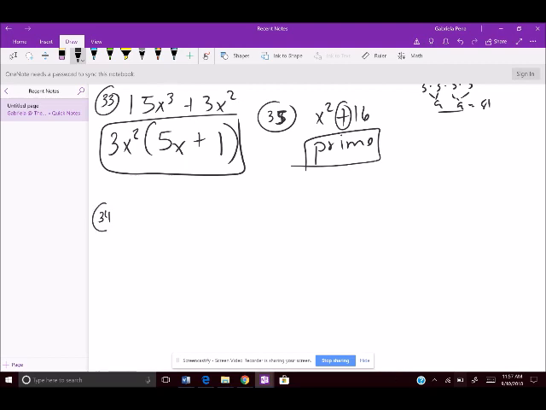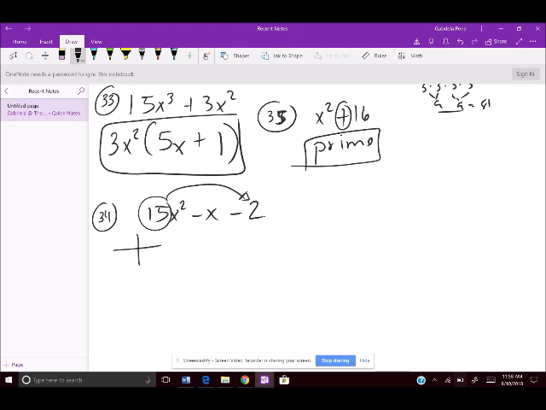So 34 for reals now. 15x squared minus x minus 2. So the first thing is, is there a GCF? No. So next thing you check for is, can you do grouping? Is there 4 terms? No. So then the third thing we learned was trinomials, but there's a number in the front. So what do we do with it?